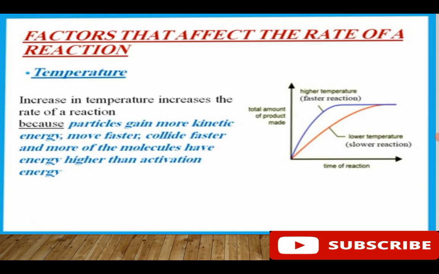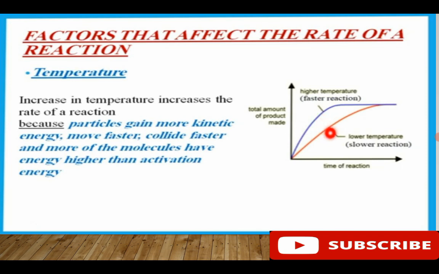So we have two graphs. We have this one here, which is in red. This represents a reaction at a lower temperature. So we are saying the reaction will be slow. By the way, this is called a reaction profile. A reaction graph, just a graph showing what is going on.